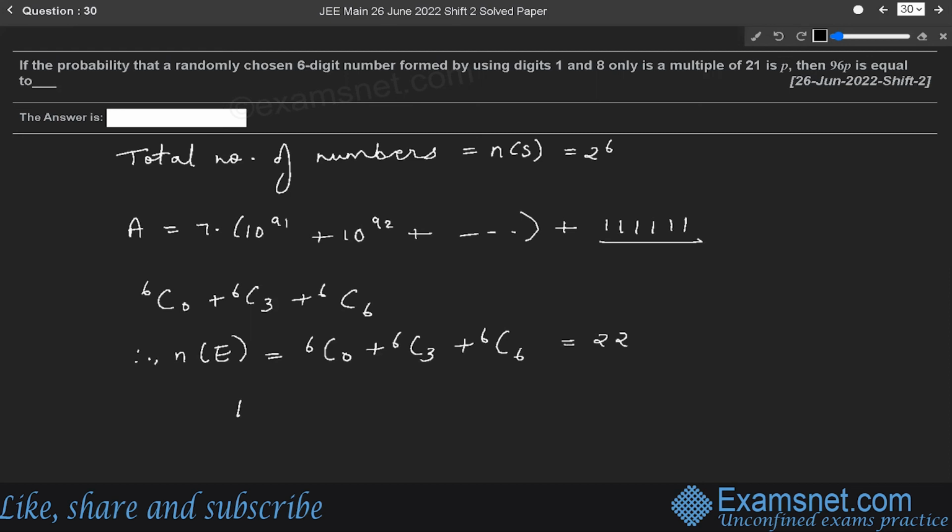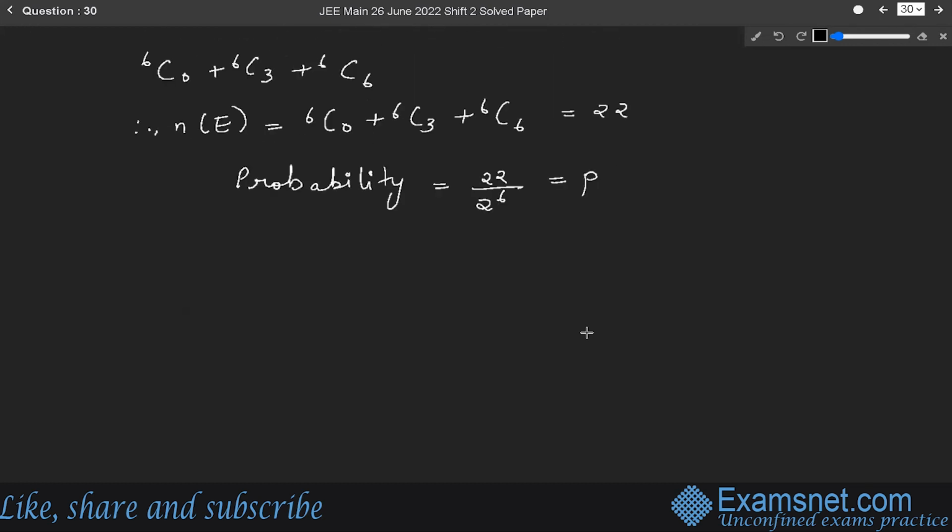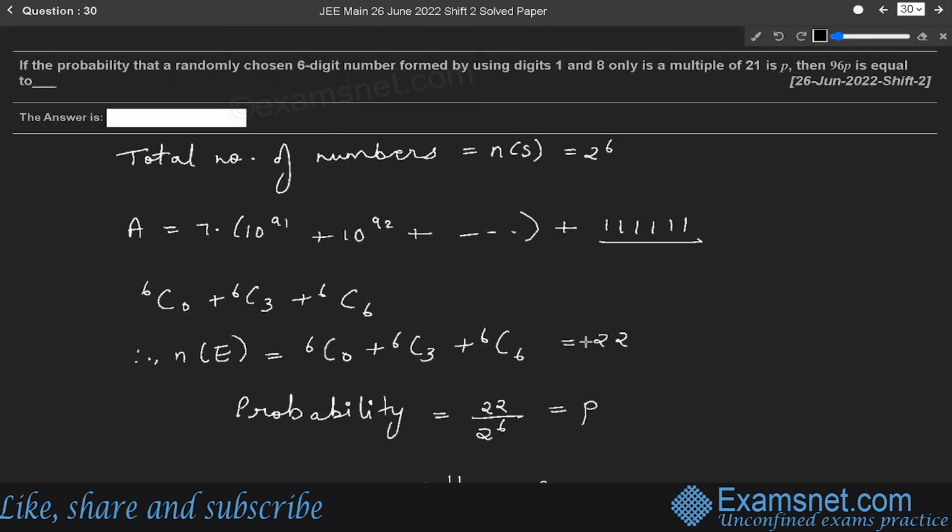Now, the required probability will be equal to 22 upon 2 power 6. This is the sample space. So this will be the required probability. Now further calculating it, this will be equal to 11 upon 32. So we can say that 96p is equal to 33. So the correct answer for this question is 33.